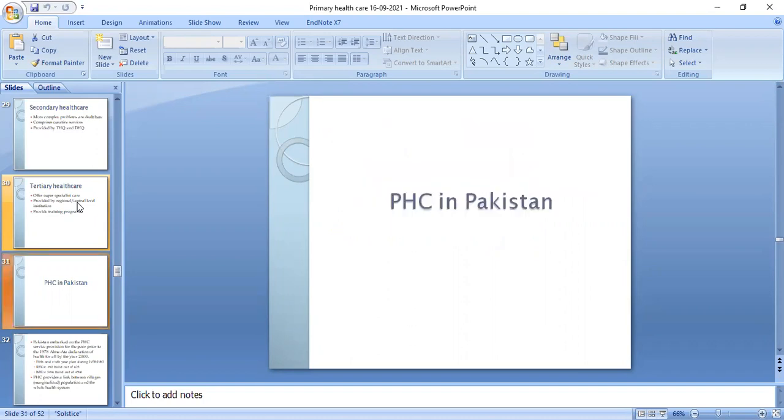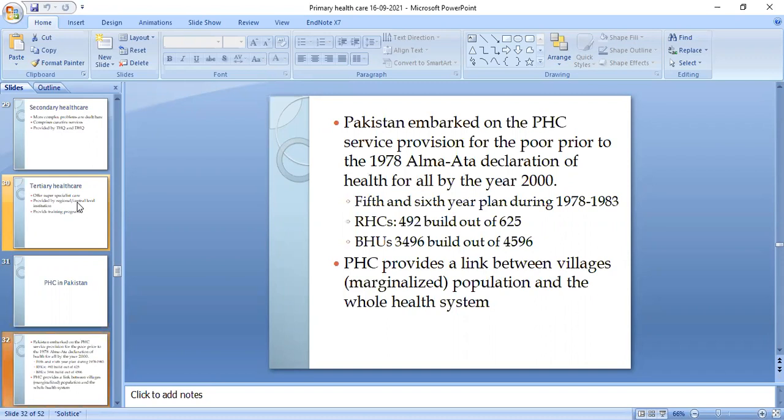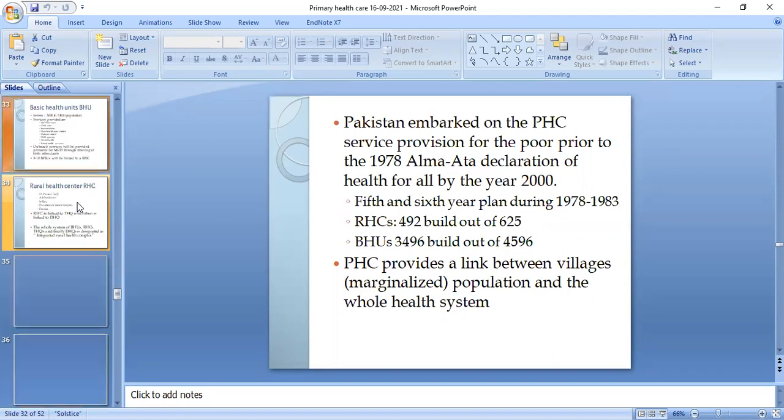Now the primary healthcare in Pakistan. Pakistan embarked on primary healthcare services provision for the poor prior to the 1978 Alma-Ata Declaration of Health for All by the year 2000. By the 5th and 6th five-year plans during 1978 to 1983, 492 RHCs were built out of 625 and 3496 BHUs were built out of 4596. Primary healthcare provides a link between villages, that is, the marginalized population, and the whole health system.